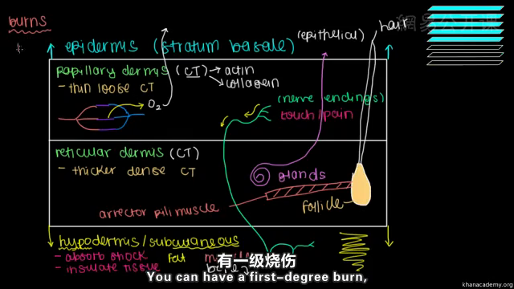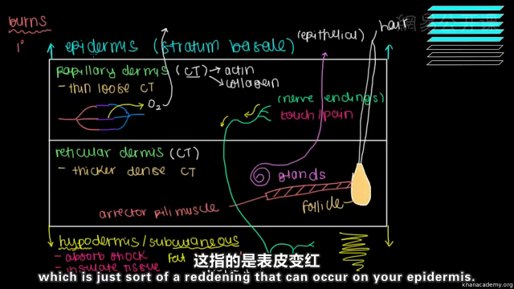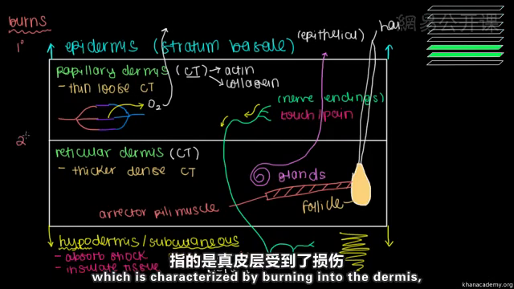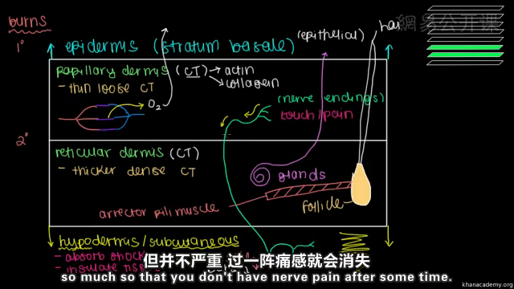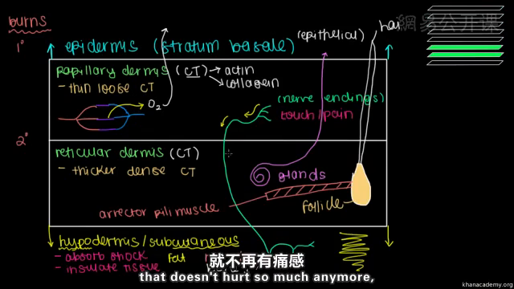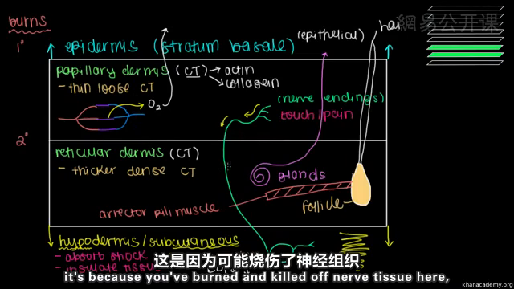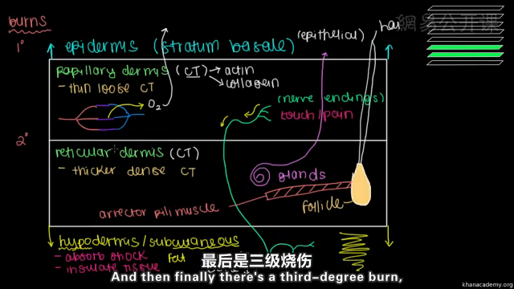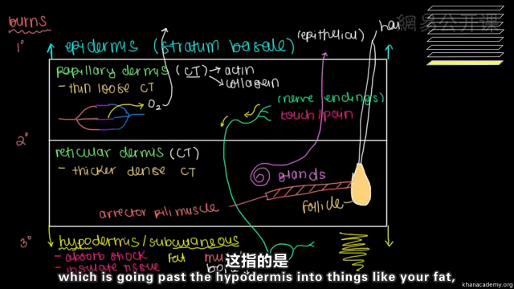You can have a first-degree burn, which is just sort of a reddening that can occur on your epidermis. You can have a second-degree burn, which is characterized by burning into the dermis, so much so that you don't have nerve pain after some time. That's the difference between a first degree and a second degree. A first degree hurts awfully, but if you have a place that's been burned that doesn't hurt so much anymore, it's because you've burned and killed off nerve tissue here, and so they're not able to send a signal up to this cell body.